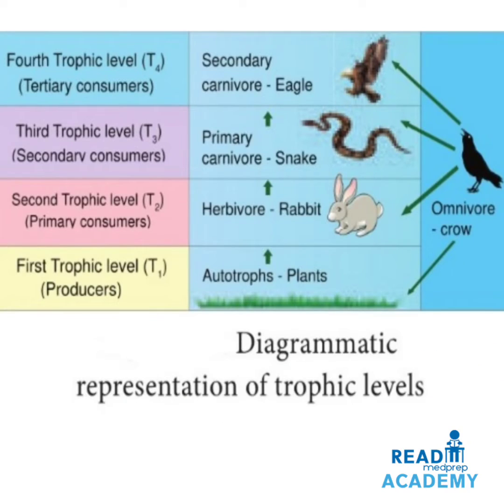Here you can see the diagrammatic representation of the trophic levels. The first trophic level, T1, or the producers, are the plants, which are otherwise the autotrophs. The second trophic level, T2, the primary consumers. Here the example is a rabbit, which is a herbivore. You can see T3, the third trophic level, otherwise the secondary consumers. Here the example given is the snake, which is a primary carnivore. T4, the fourth trophic level of the tertiary consumers, is otherwise the secondary carnivore. Here the example given is the eagle. The omnivore, the crow, consumes the plants as well as the animals.